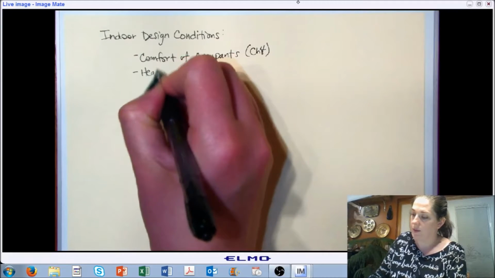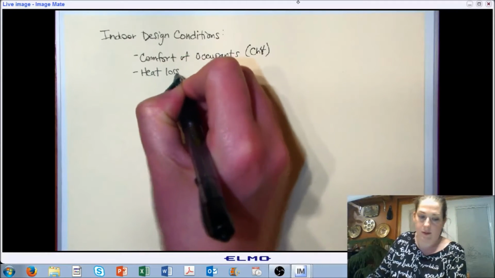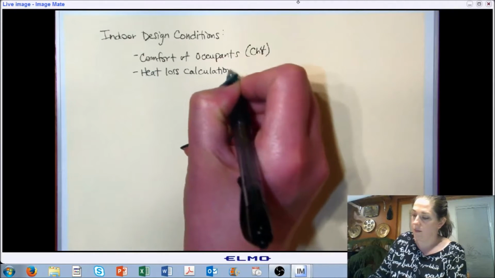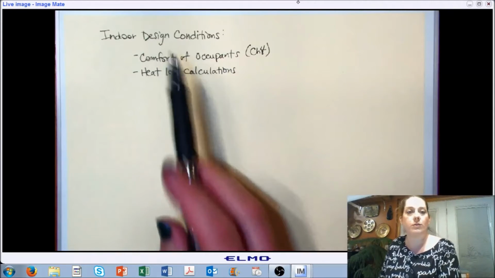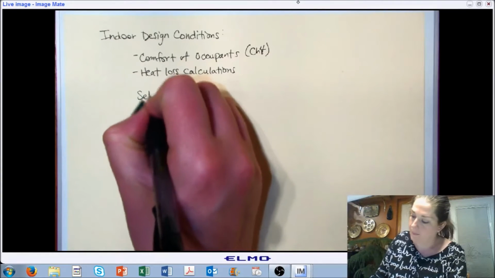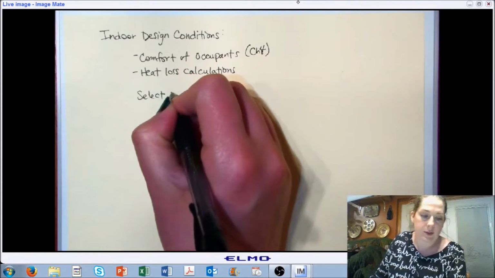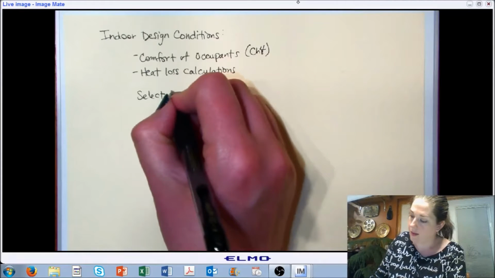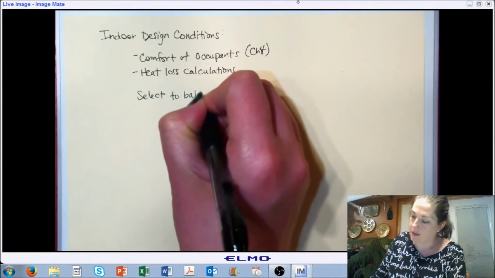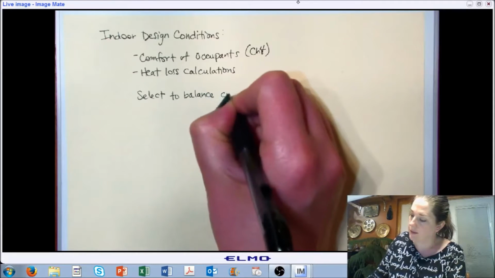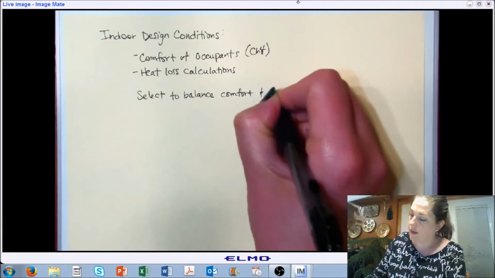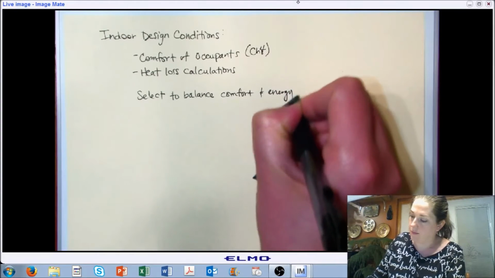And we also did heat loss calculations. And so both of those should factor into indoor design conditions. And you select those indoor design conditions. One strategy is to balance comfort of the individual and energy use.